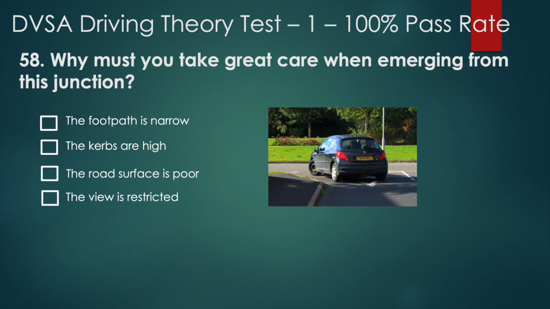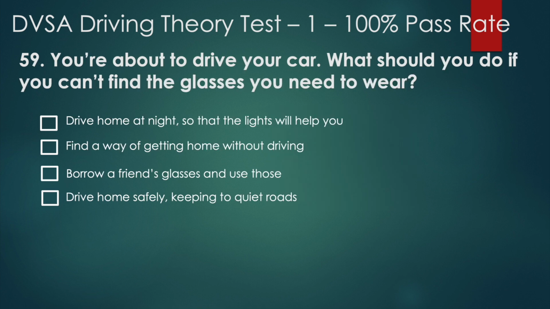58. Why must you take great care when emerging from this junction? A. The footpath is narrow. B. The curbs are high. C. The road surface is poor. D. The view is restricted. And the answer is D. The view is restricted.